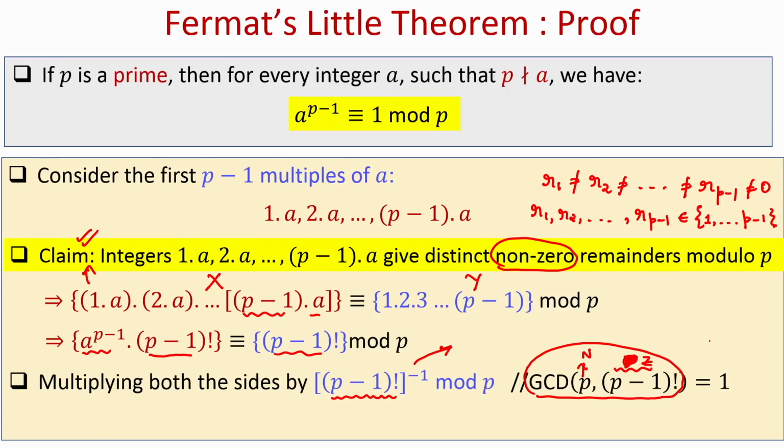Okay. So, since the multiplicative inverse of p minus 1 factorial exists, if I multiply both the sides by the multiplicative inverse of p minus 1 factorial, then this p minus 1 factorial when multiplied by its multiplicative inverse will give me 1, and 1 multiplied by a to the power p minus 1 will give me a to the power p minus 1 in the left hand side, whereas in the right hand side when I multiply p minus 1 factorial with its multiplicative inverse, I get 1. So, I get the conclusion that a to the power p minus 1 is congruent to 1 modulo p, which proves my Fermat's little theorem.